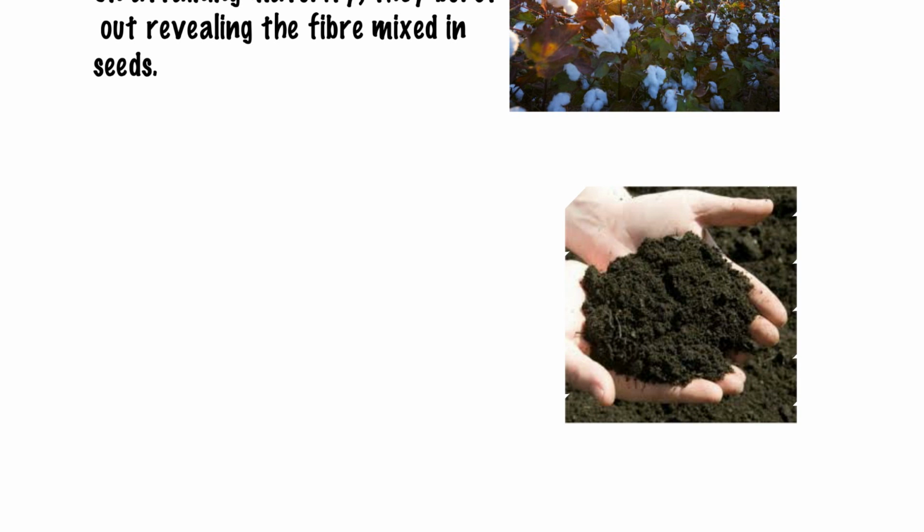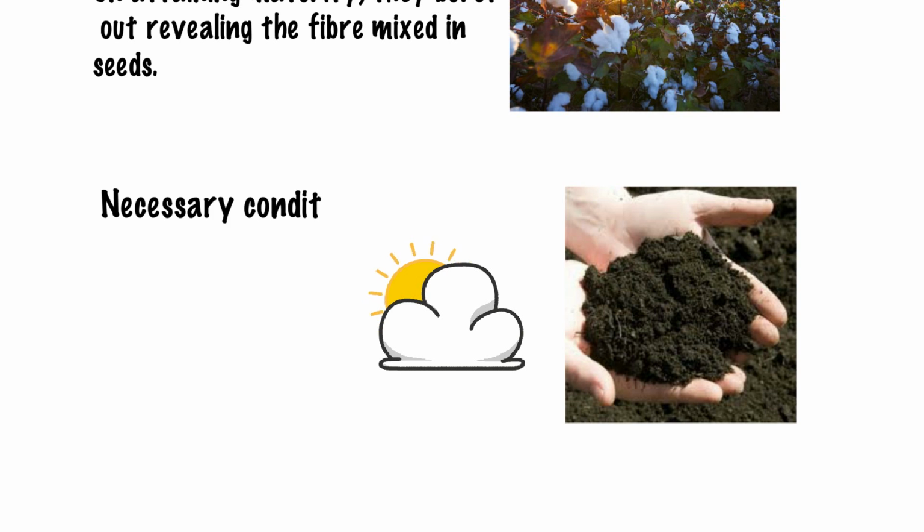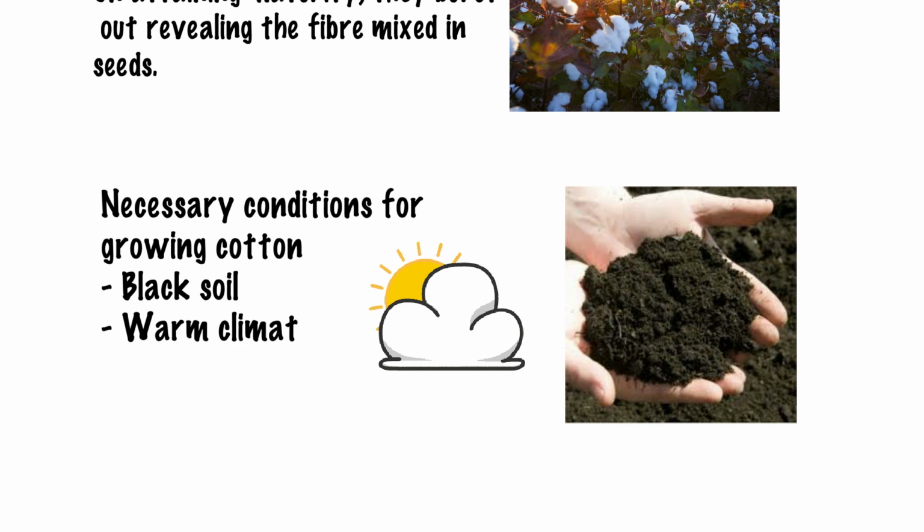You must know that these plants are grown in places with particular features and characteristics. First is the type of soil that is required. Cotton plants are mostly grown on black soil. The other important factor is the climate. We need a warm climate to be able to grow cotton.